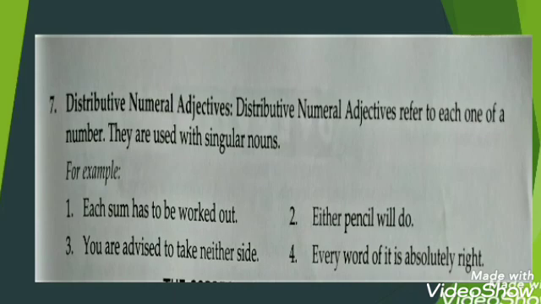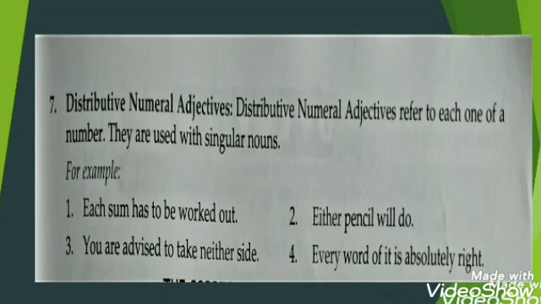Distributive numeral adjectives. Distributive numeral adjectives refer to each one of a number. They are used with singular nouns. Children, it means a distributive adjective is used to refer to each and every person or thing separately, or describe a specific member out of a group. They are used to single out one or more individual persons or items.